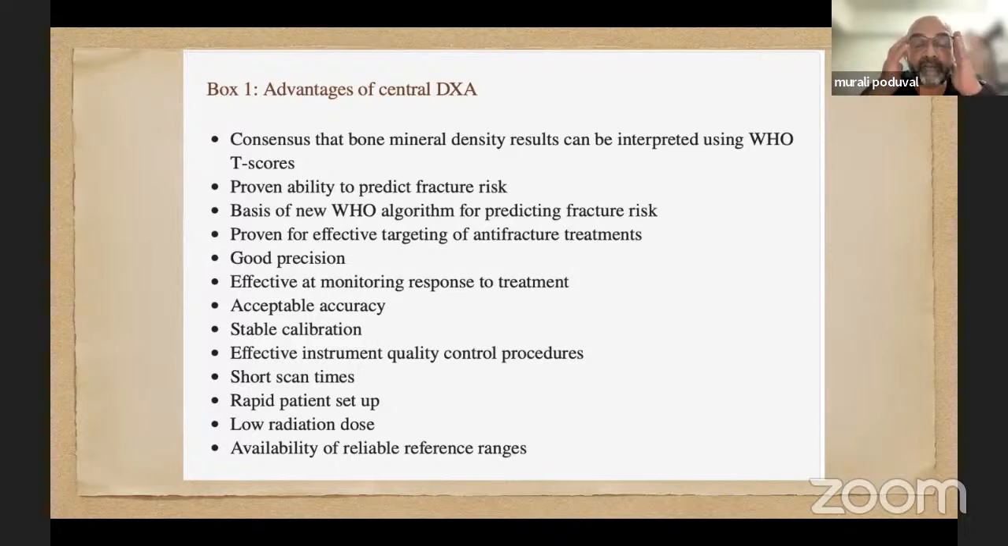There is a proven ability to predict fracture risk, which is not exactly without bias. We'll come to that. This is the basis of the new WHO algorithm for predicting fracture risk. It's proven for effective targeting of fracture treatments. Fairly good precision. It's definitely effective at monitoring response to treatment in patients with prior fragility fractures. The use of DEXA is primarily to monitor this. It has an acceptable accuracy. It has more than 2.5 to 3 decades of use. Stable calibration, effective instrument quality control procedures, shorter scan times, rapid setup, low radiation dose. And there are reference ranges also which are available.